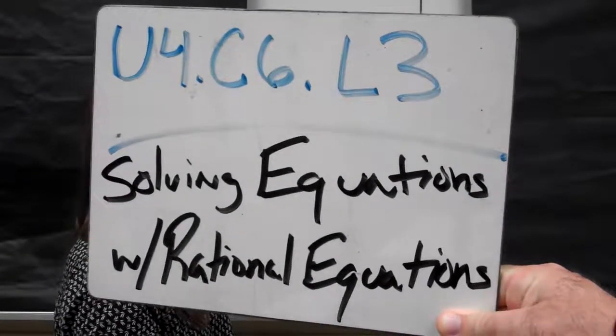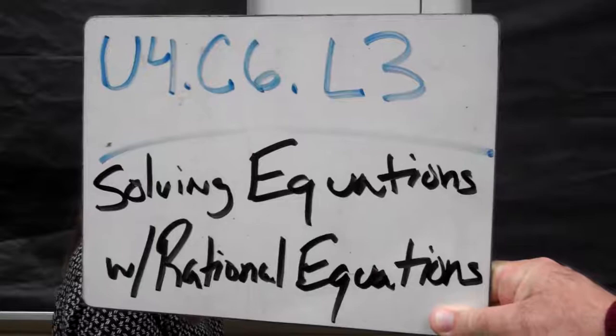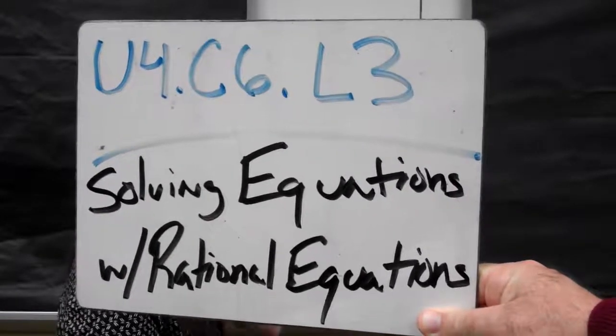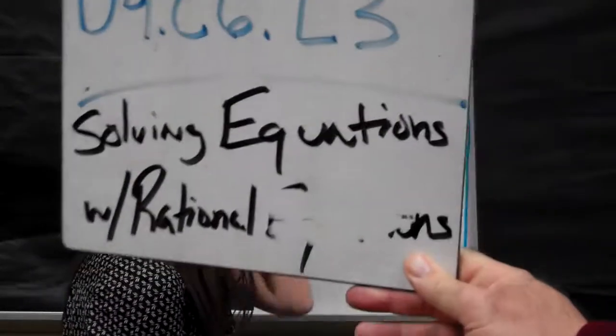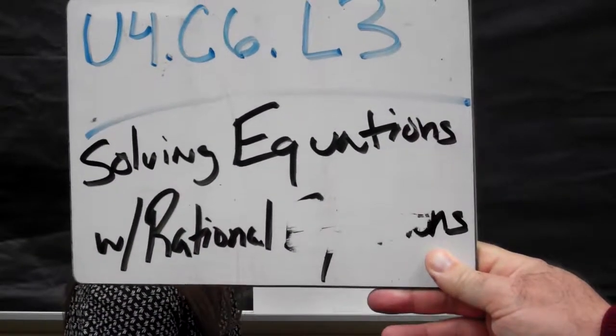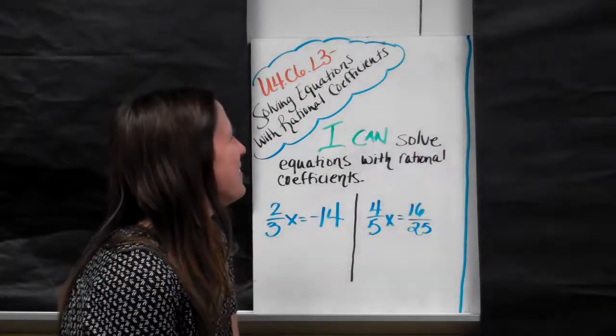U4.C6.L3, solving equations with rational, I wrote equations again. Solving equations with rational, just imagine the word coefficients there. And you can spell it from that right there.